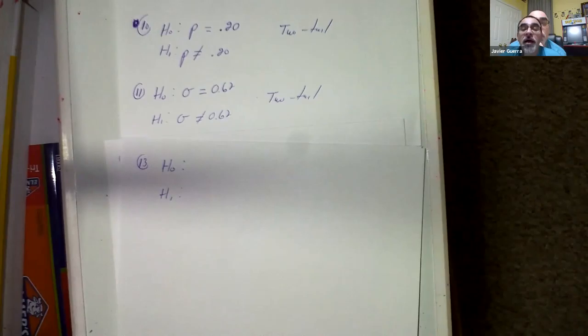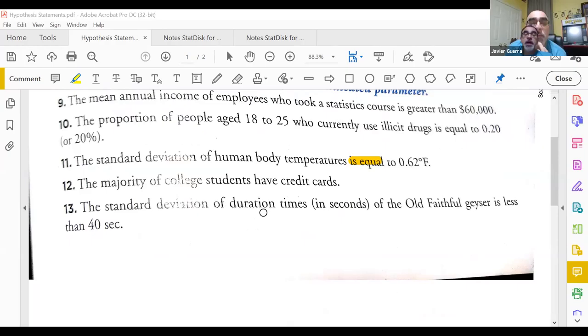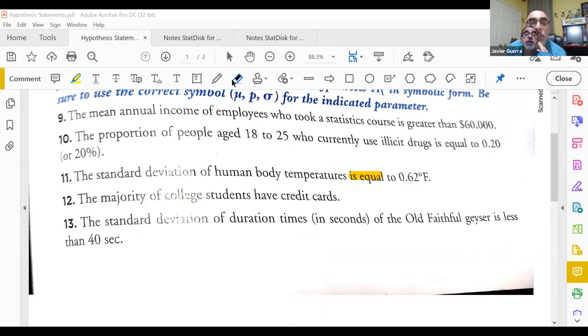Number 13. Let me see if I can do this. Hold on. I have to click, ladies. I gotta be clicking a whole bunch of places. There we go, 13. The standard deviation of duration times of the Old Faithful geyser is less than 40 seconds. Okay, so I need to know again, what variable am I using for these statements? Is it the mu, the p, or the sigma? Hint, standard deviation. Correct.